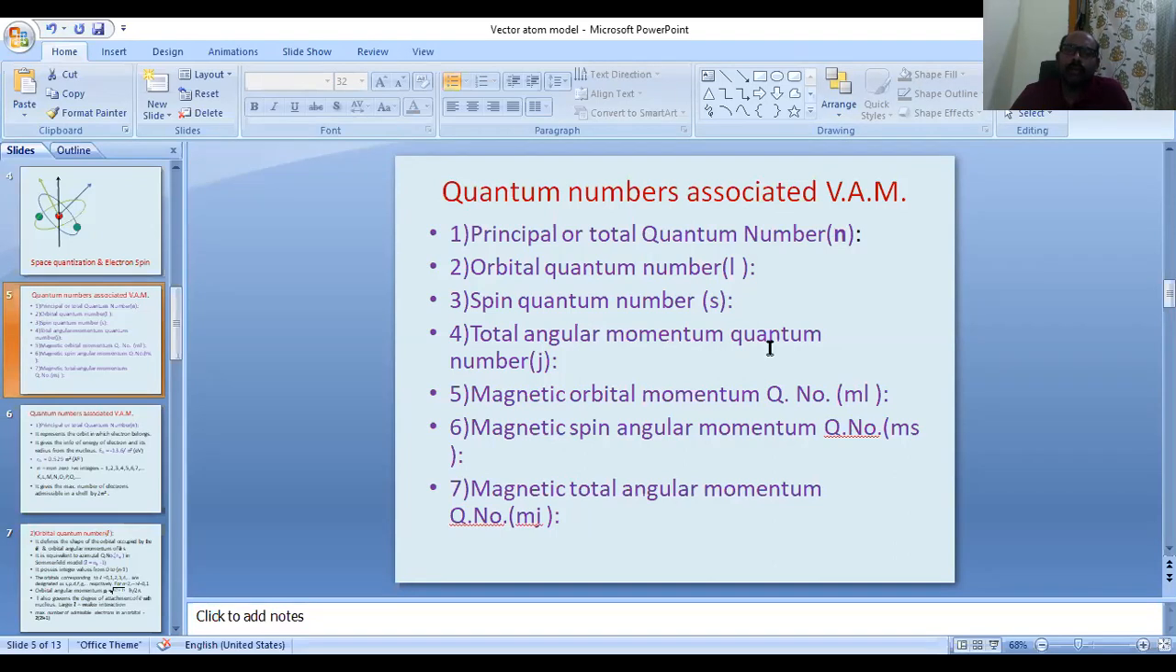Total angular momentum quantum number is represented with j. Magnetic orbital momentum quantum number is ml, m suffix l, and the magnetic spin angular momentum quantum number is ms, m suffix s, and magnetic total angular momentum quantum number is mj, m suffix j. So we see one by one in detail.